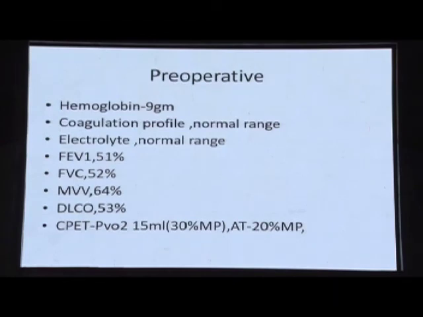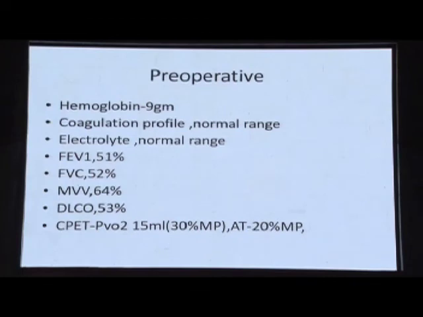On preoperative testing, the hemoglobin was 9, coagulation profiles were normal, electrolytes were normal. The important things we look for in these patients are the pulmonary function spirometry and plethysmography. Pulmonary function shows FEV1 51%, FVC 52%, max minute ventilation was 64, and DLCO 63%. Everything is borderline for the pneumonectomy. Since this patient was scheduled for pneumonectomy, all the parameters are just on the borderline. So the question was, will this patient tolerate pneumonectomy?